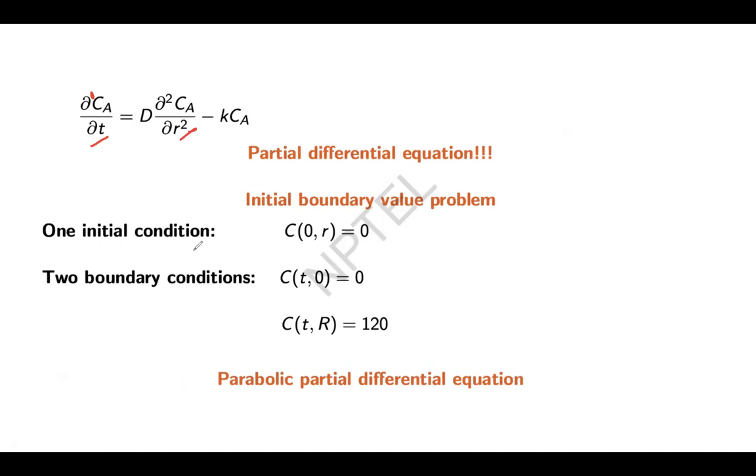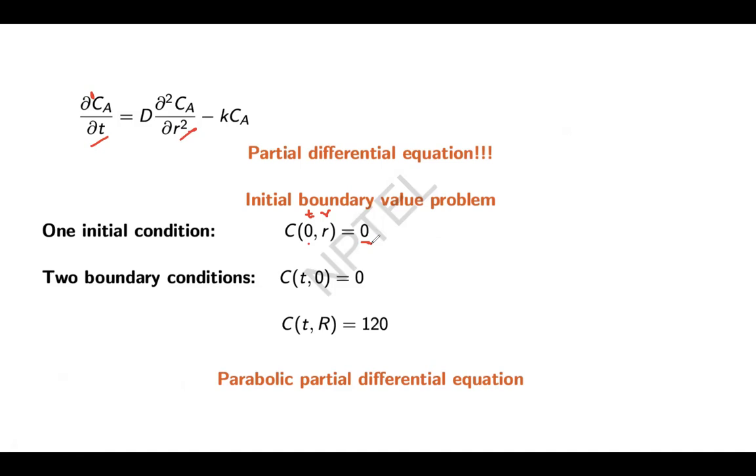Initial condition means what happens to the system at the start of the process, that is, when time t equals 0. Here, if you can see, this is t and this is r. When time t equals 0, whatever the radius is, the concentration of Ca is equal to 0, as we have seen in the previous slide also. Whatever the position, at time t equals 0, even inside the pellet or on the surface of the pellet, the concentration of A is 0.